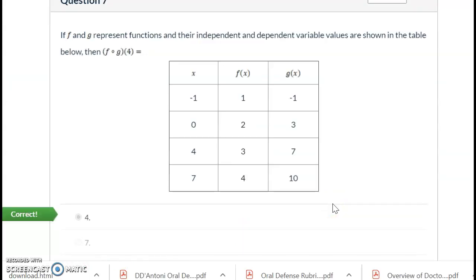For number 7, they're saying, if f and g represent functions and their independent and dependent variables are shown in the table, then what is f of g of 4? The first thing we're going to do, according to the last one, remember, we do g of x first. So we're going to do g of 4. g of 4 is 7. Now we take that value and put it back in for x to find out what f of x is, and that would be 4. So the answer to this one, f of g of 4, is 4.